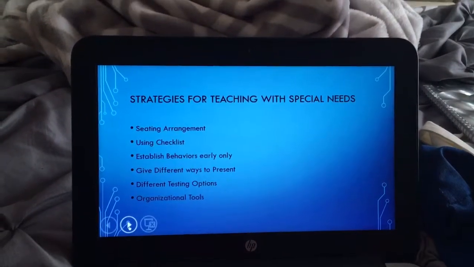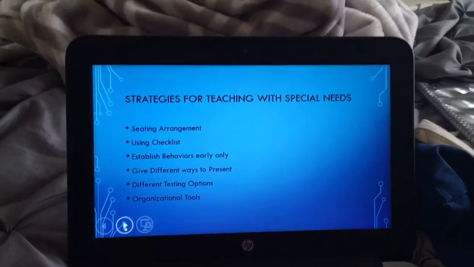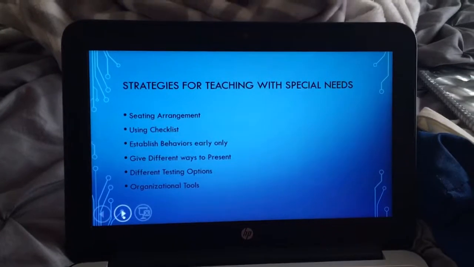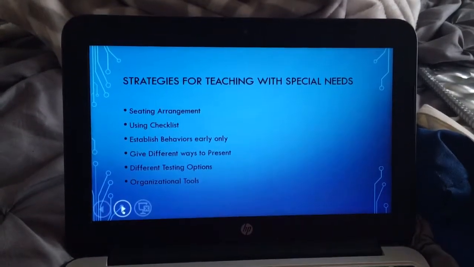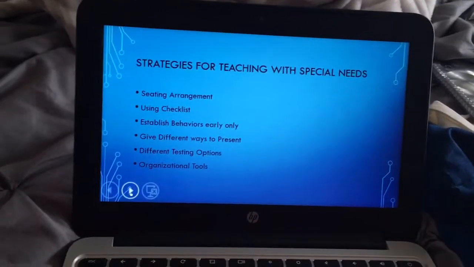Checklists are very important. Even if it's just as simple as getting up and going to the bathroom, checklists are much easier for children with special needs to understand what's happening. Presenting things different. Have a child speak about something or use a video to explain things.